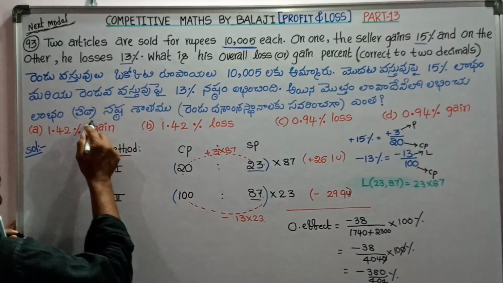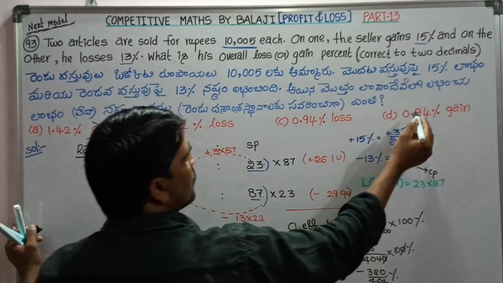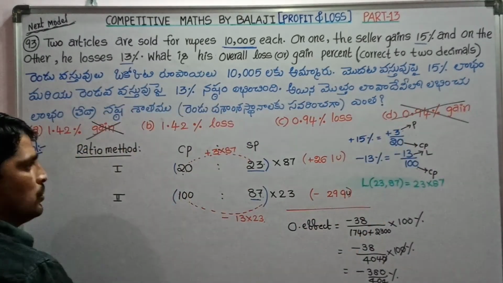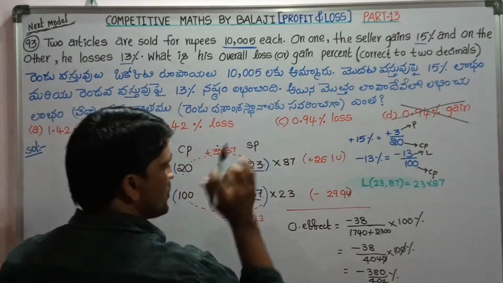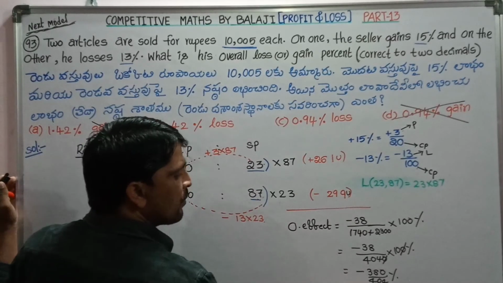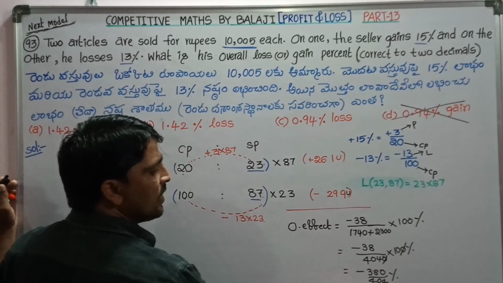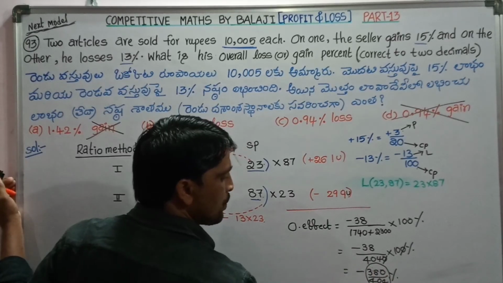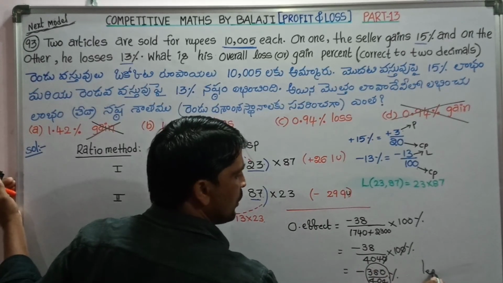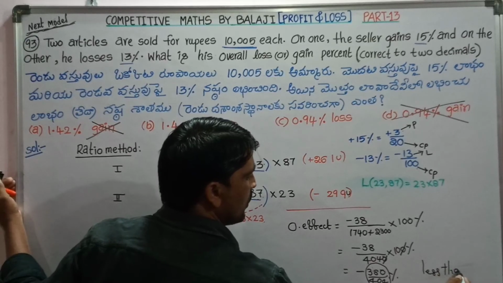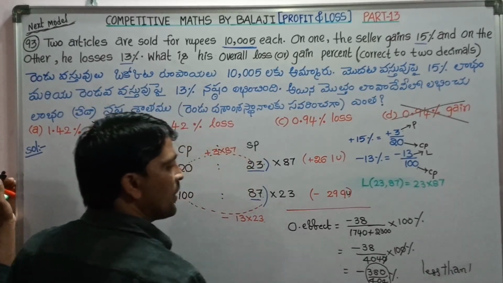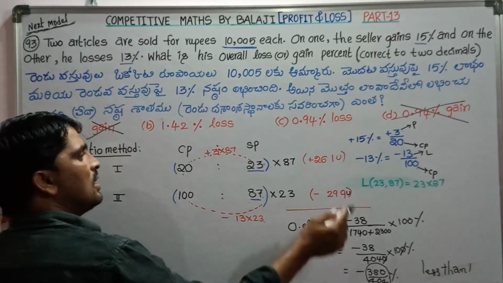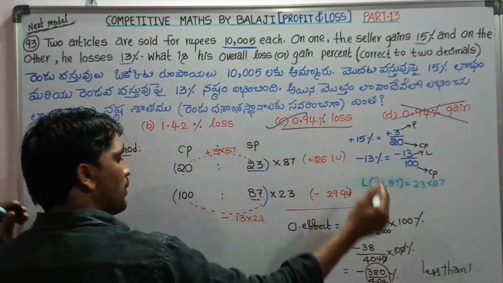Overall is loss, so gain is not the answer. So these two are not answer. So answer must be B or C. See, 380 by 404, as denominator is greater than the numerator, so it is a proper fraction. Proper fraction value is always less than 1. So loss is less than 1. Answer is C. Okay.